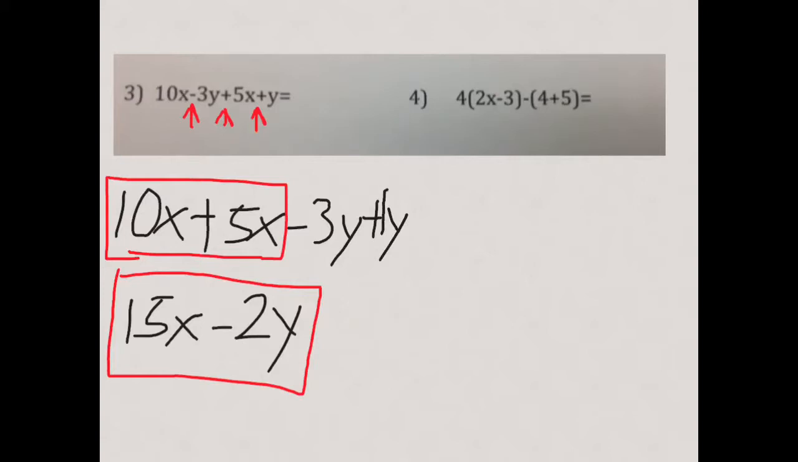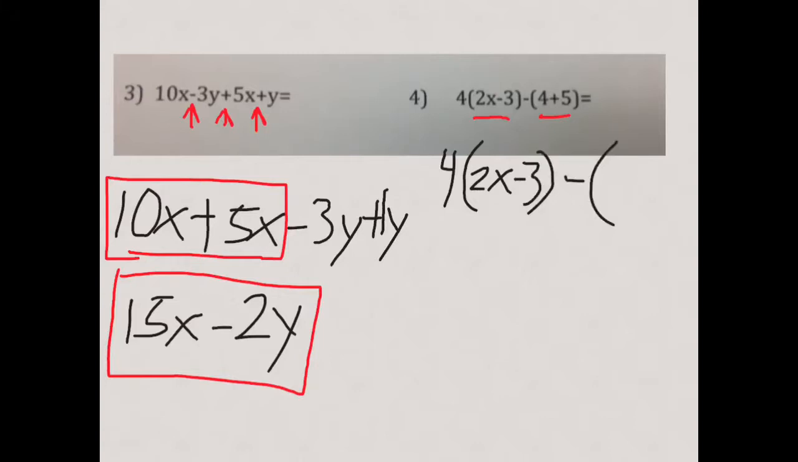Okay, now this problem might be a little more difficult. I'm going to look inside parentheses. Here, 2x minus 3. One number has the variable x, the other one does not have variables, so they cannot be combined. Here I have 4 and 5. No variables, that means they can combine. So let me rewrite my problem so that I have that work done.